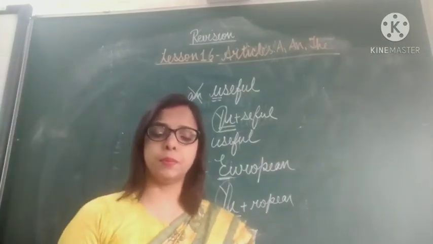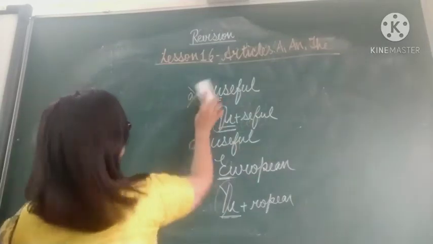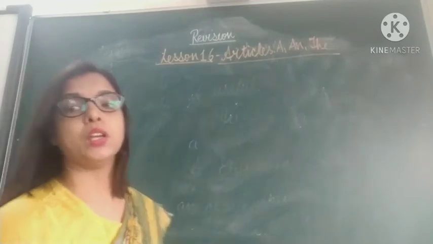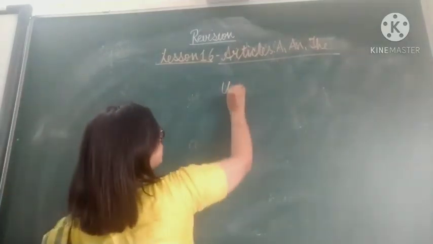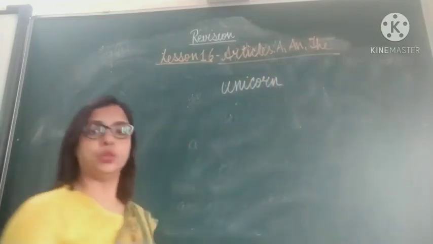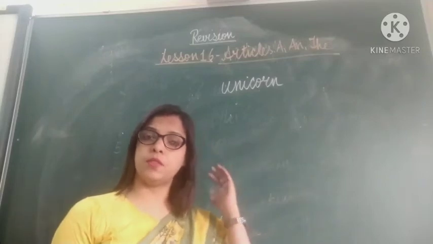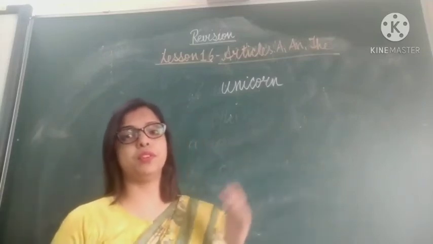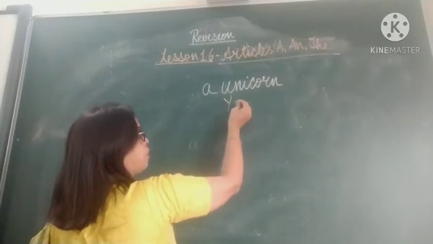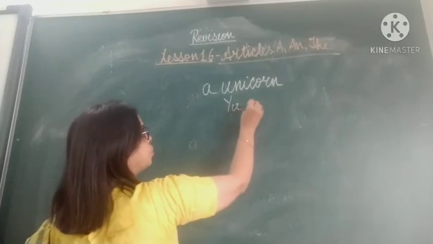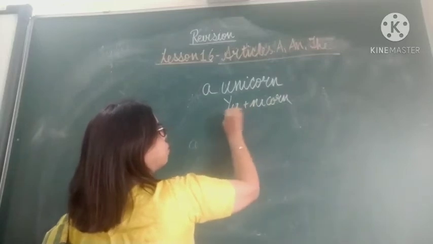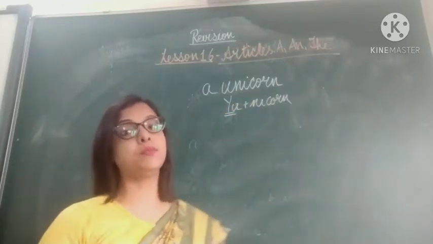I'll give you one more example. Let's take unicorn. Unicorn. U is a vowel. So you think that we will write an unicorn, but no, we write a unicorn because it is again the pronunciation or sound of Y-U and then unicorn. So it is giving a consonant sound, that is why we are writing a unicorn.